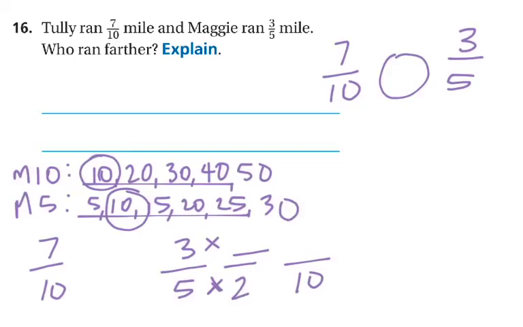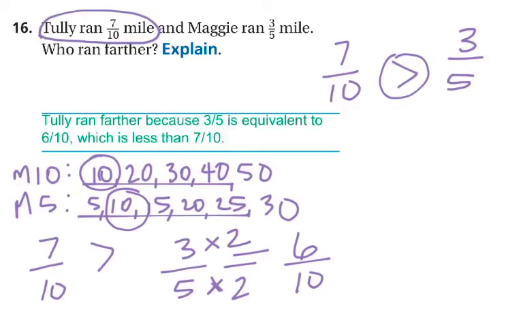So 5 times what equals 10? 5 times 2 equals 10. So I'd multiply 3 times 2, which would be 6. So now I'm comparing 7/10 to 6/10, and 7/10 is going to be larger. Therefore, Tolly would have run farther. So I wrote Tolly ran farther because 3/5 is equivalent to 6/10, which is less than 7/10.